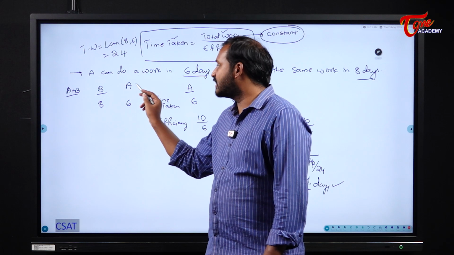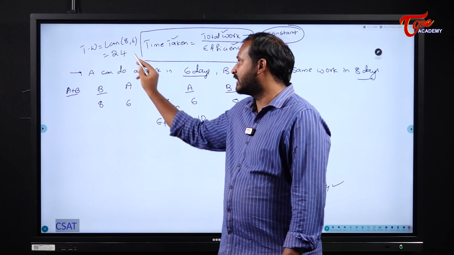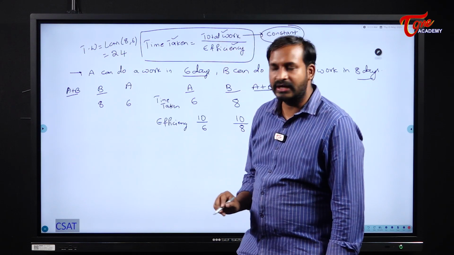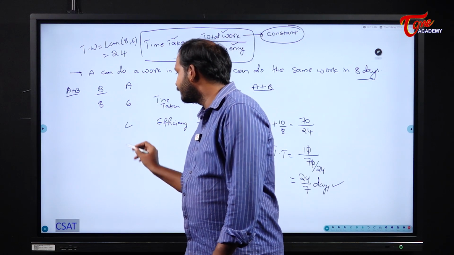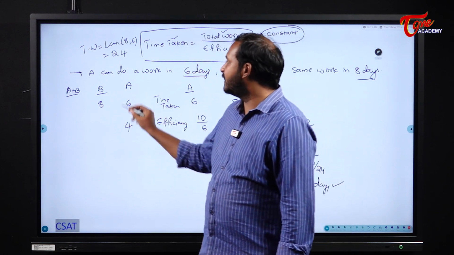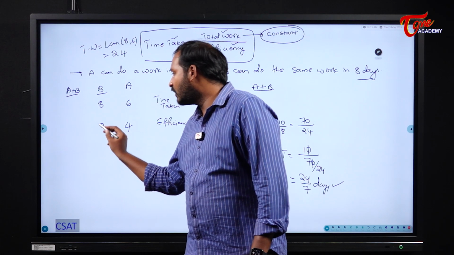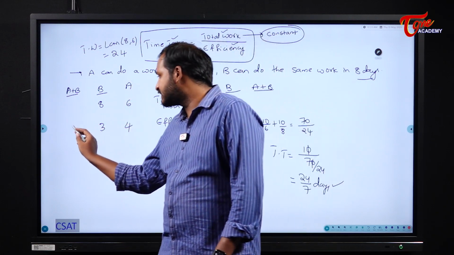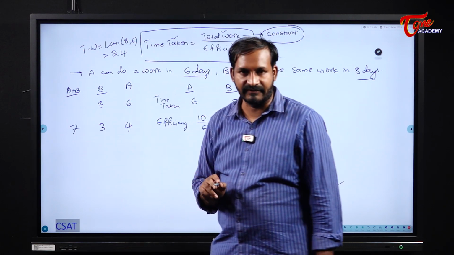Now, what is the efficiency of A? Total work by time taken. 24 by 6, what does it become? 4. What is the efficiency of B? 24 by 8, 3. What is their combined efficiency, students? 7. 3 plus 4, it is 7.